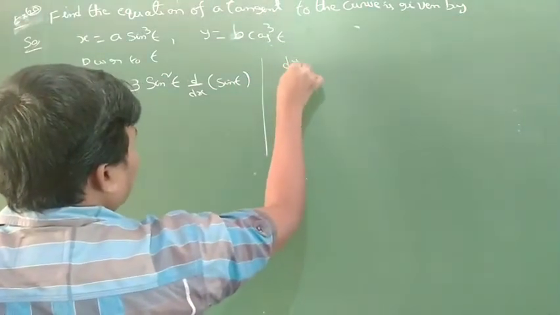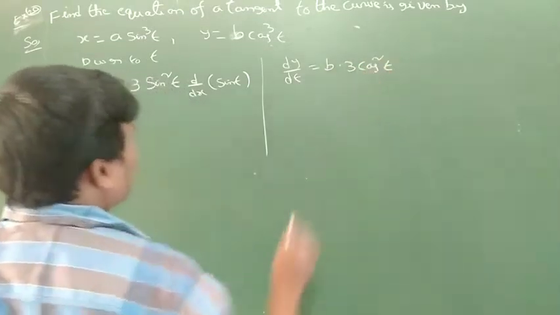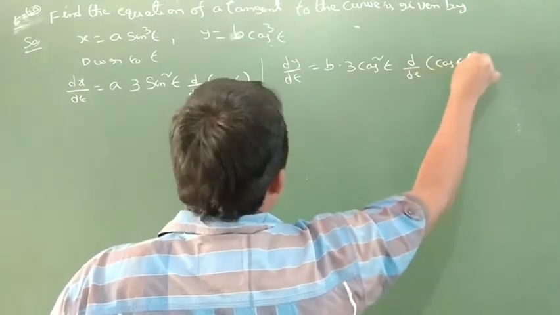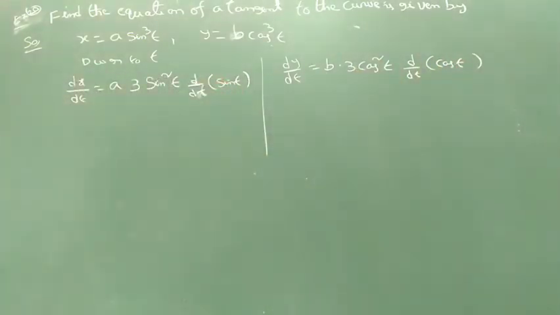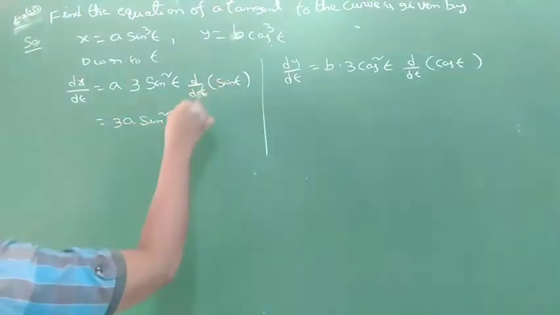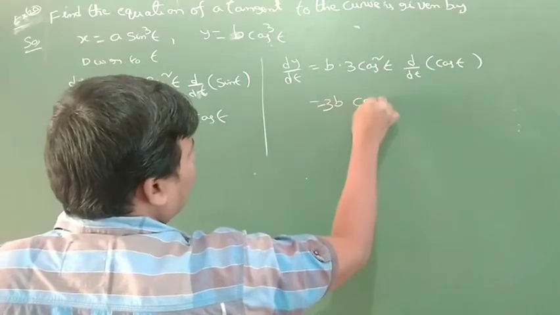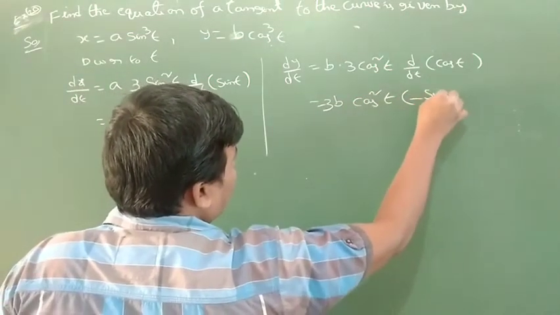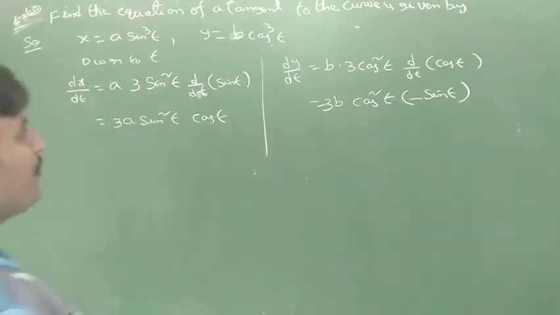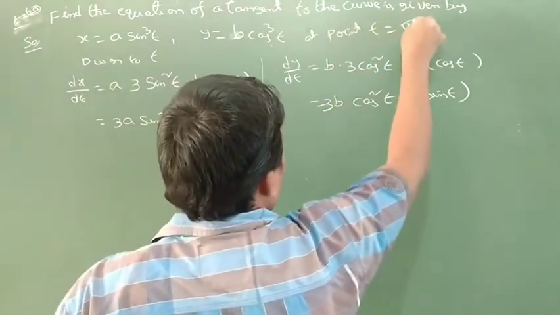Again, dy by dt is equal to b into 3 cos square t, the derivative of x cube being 3x square, into d by dt of cos t. So dx by dt is equal to 3a into sin square t, the derivative of sin t being cos t. And dy by dt is 3b into cos square t, the derivative of cos t being minus sin t. At the point t is equal to pi by 2.